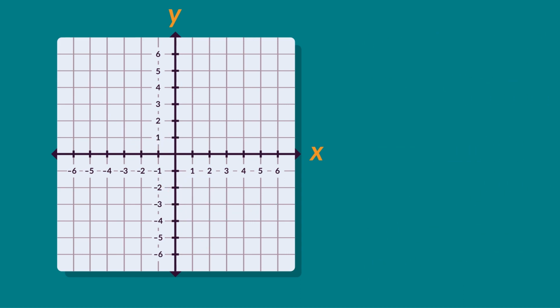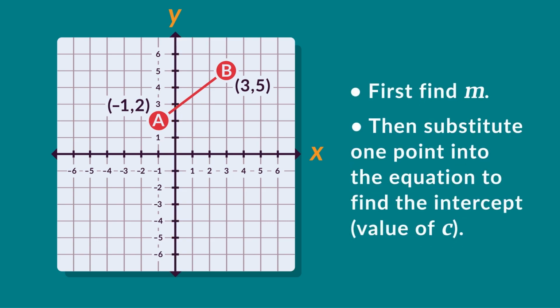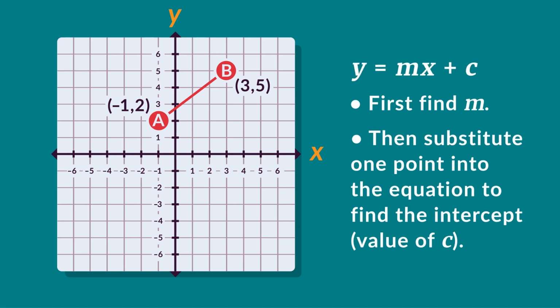We can also find the equation of a straight line if we are given only the coordinates of 2 points on a line. This is because there is only one unique line that can be drawn through any 2 points. In this case, we don't know the y-intercept. However, we can work out the value of m in the usual way. Then we can use the formula y equals mx plus c to find the value of c. To find the value of c, we choose either of the points and substitute the x and the y value into the formula to solve the equation.